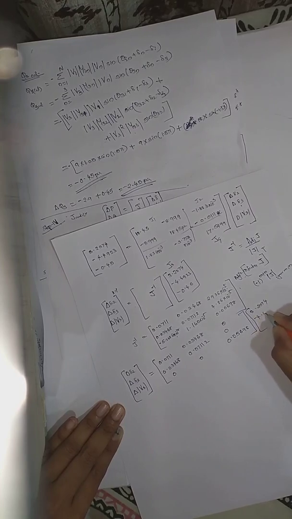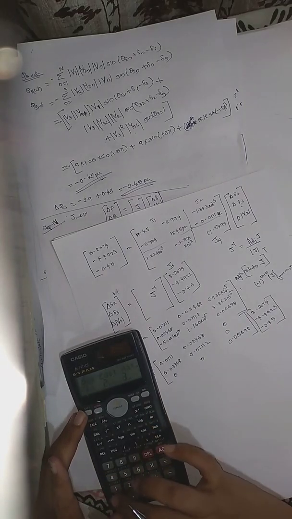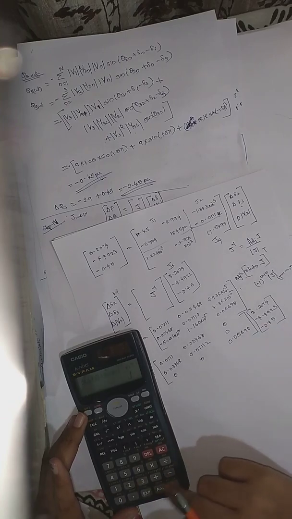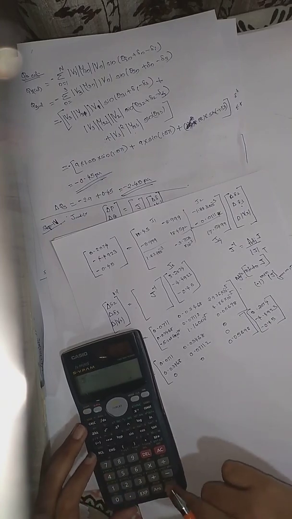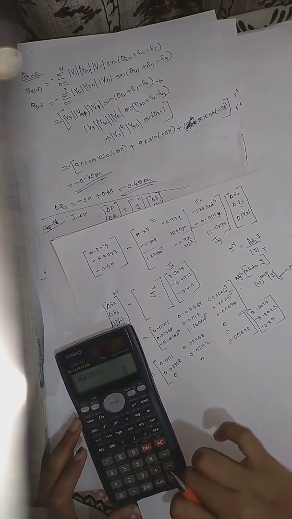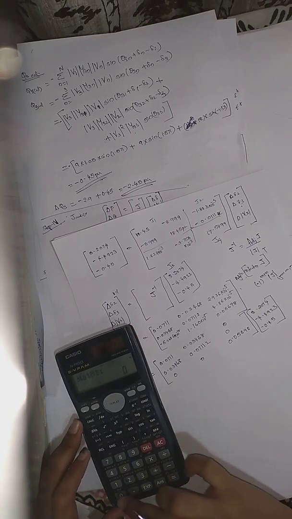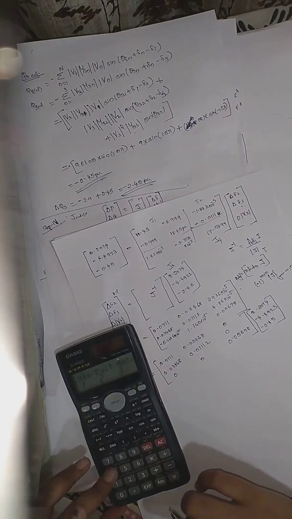Into what is our value? 3.2074, minus 4.4923, minus 0.45. So this is the equation we are going to use. Again shift matrix, dimension 3 by 1: 3 rows, 1 column. Then B11 is 3.2074, B21 is minus 4.4923, then B31 is minus 0.45.